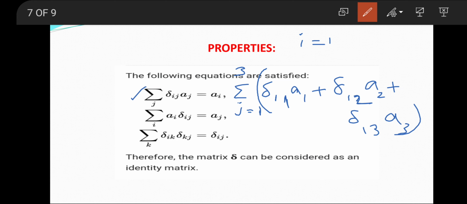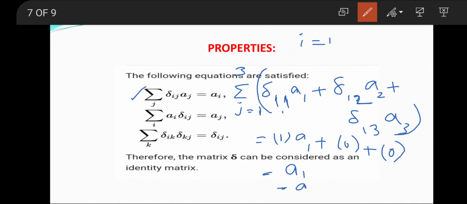So 1 comma 1. Now 1 equal to 1. Okay, it becomes 1 into a1 plus 1 2, I value not equal to j, therefore it becomes 0, plus here 1 3, 1 not equal to 3, I not equal to j, therefore it becomes 0, which means here it becomes a1. Since we consider I value as 1, therefore it is ai. So the resultant is ai.